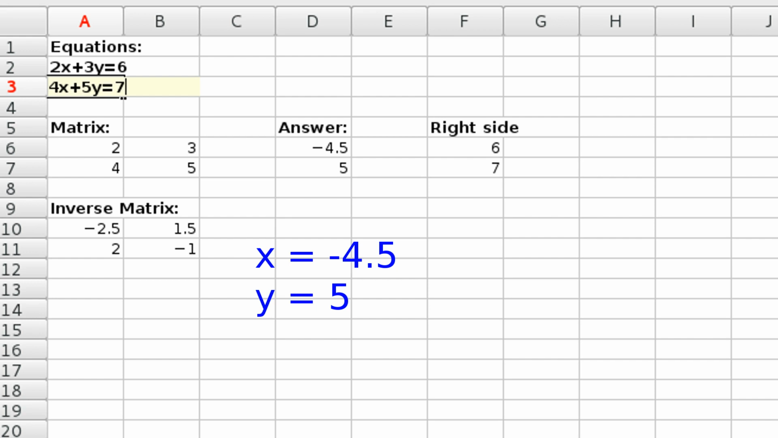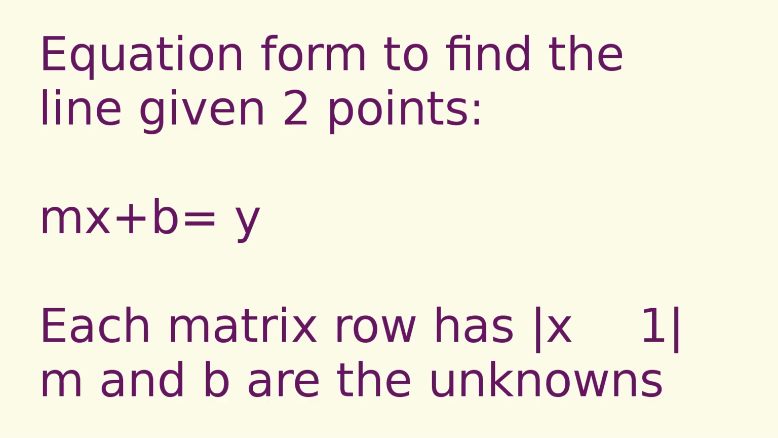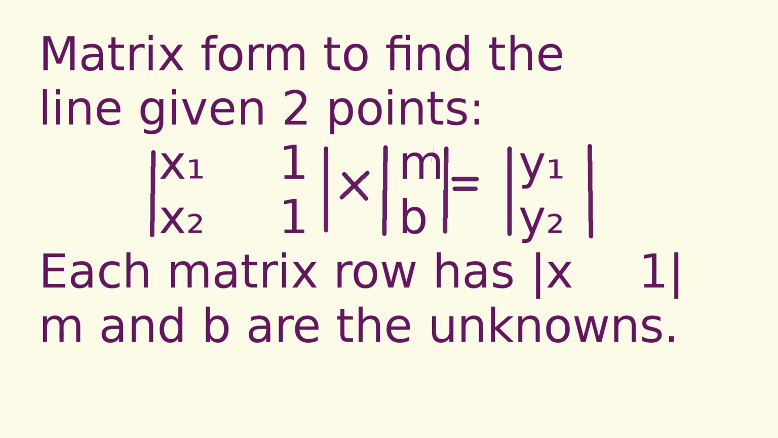To get the equation of a line when 2 points are known, the equation is mx plus b equals y, so m and b are the unknowns. The square matrix has an x and 1 in each row. The unknown b has a coefficient of 1. The associated values of y are in the number column on the right.